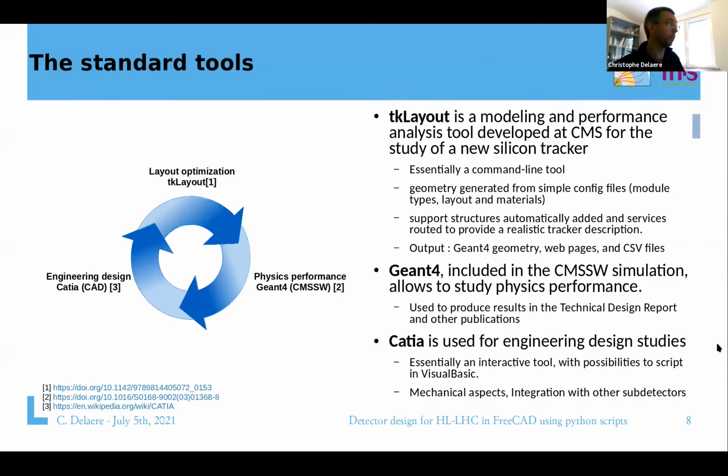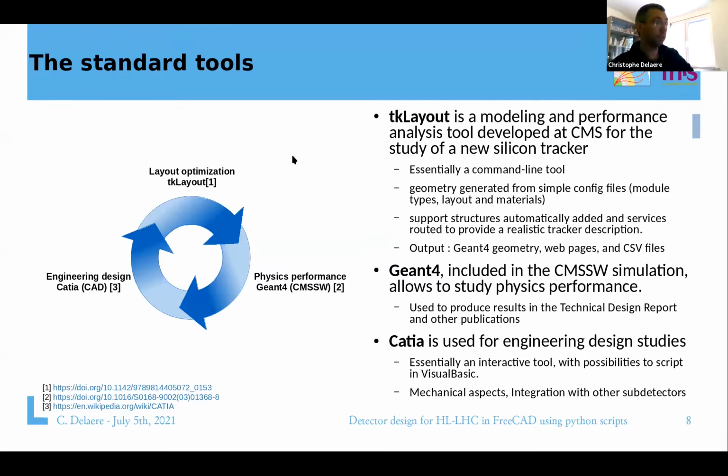The standard tools in the community in CMS are those three. First, we have to speak about layout optimization, and for that we have what we call TK layout. It's a modeling and performance analysis tools that has been developed at CMS for the study of the silicon tracker, and that can be used outside of it.